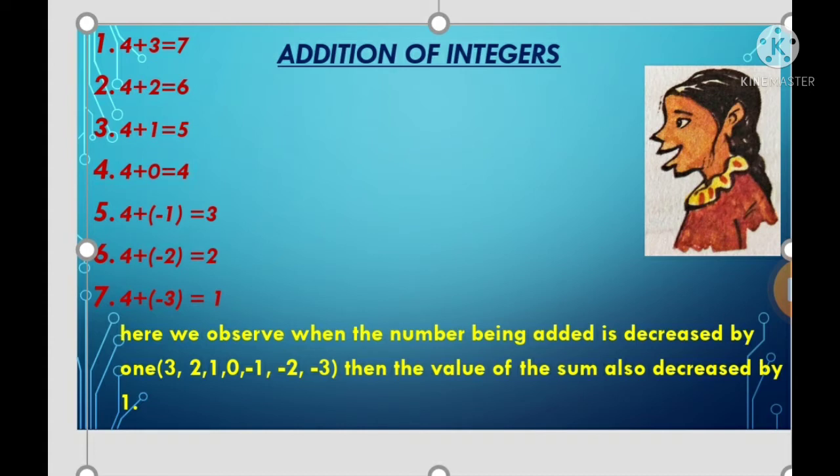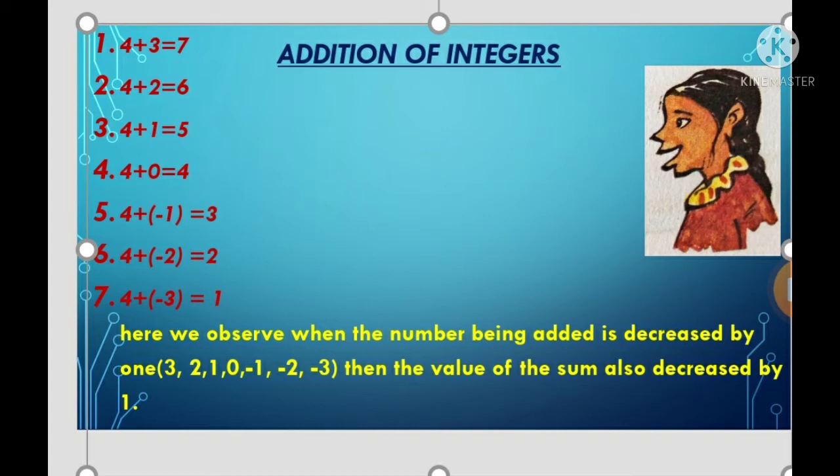So 4 plus minus 1 is 3. Same like that, 4 plus minus 2. Here the left side of minus 1 is minus 2, so the answer is also reduced by 1. So 4 plus minus 2 is 2. Same like 4 plus minus 3 is 1. Here we observe that when the number being added decreases by 1, meaning 3, 2, 1, 0, minus 1, minus 2 like that, then the value of the sum also decreases by 1. Clear now? Let us see the same thing on the number line.